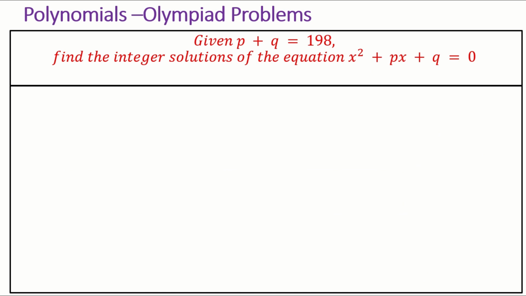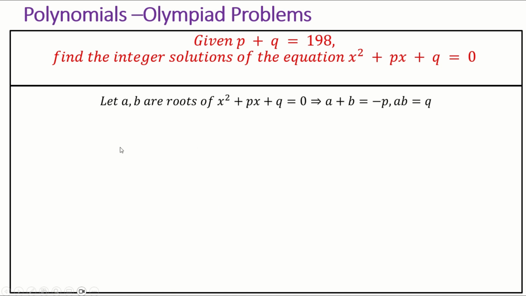Given p plus q equal to 198, find the integer solution of the equation x square plus px plus q equal to 0. Okay. P plus q equal to 198. That's given. Now let's see. Let a comma b be roots of this equation. So a plus b equal to minus p, ab equal to q. We know this. Now p plus q, what will happen to p plus q? P plus q equal to minus a minus b plus ab.